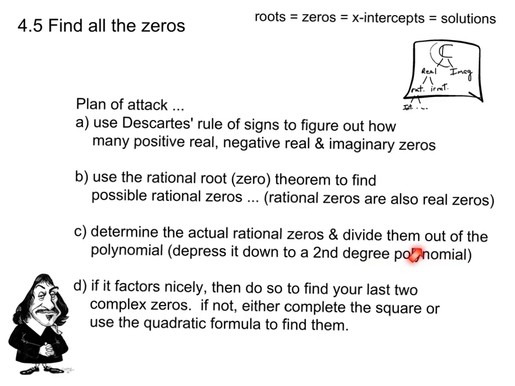We are then going to divide those roots out. Once we divide those roots out, it depresses it down to a second-degree polynomial. That's our goal, get it down to an x squared. Once we have it down to an x squared, then we can do our last part, d. If it factors nicely, great. Then just do so and find the last 2 zeros. If not, complete the square or use the quadratic formula, and that'll get them for you. I recommend pausing this for a minute to get these down in your notes before you do the examples.